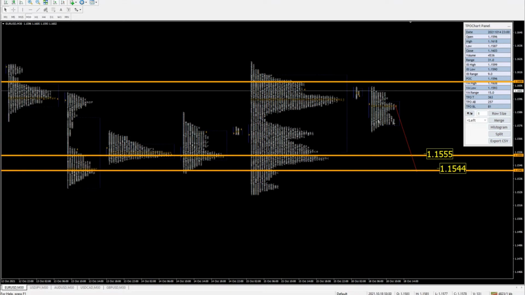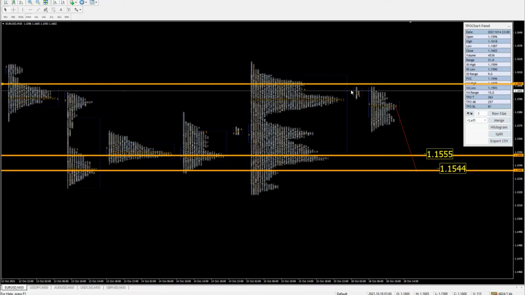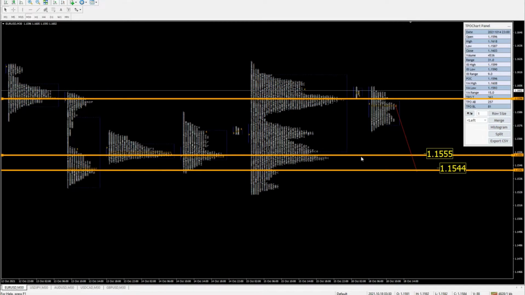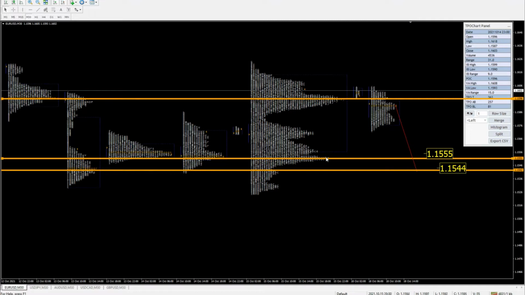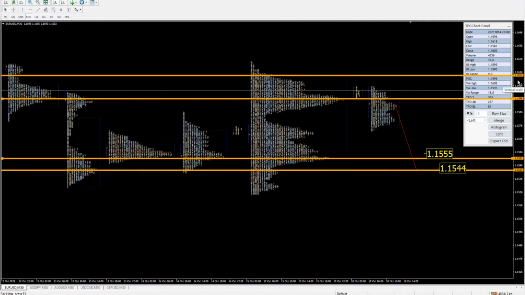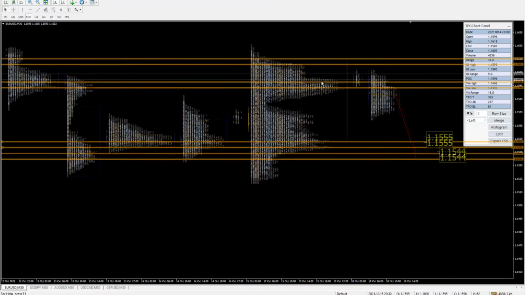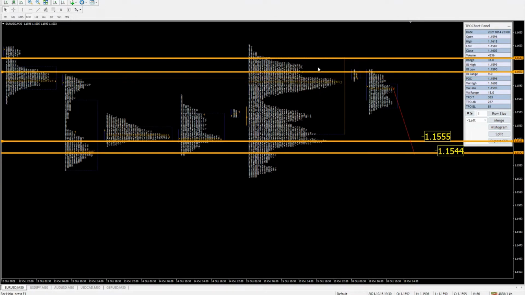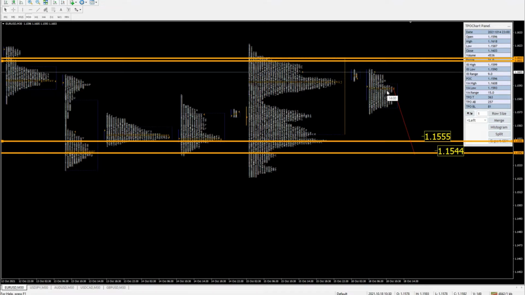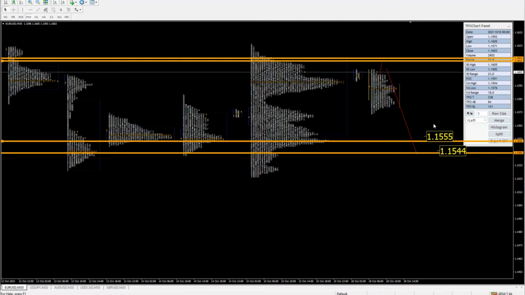Merge, and you will see that we have a control zone here, but we also have a lot of acceptance in this zone from the previous week, and the value high from last week is at 1.1613. So we're trading near the value high, and the current day looks like a very flat day so far. So I do see potential for maybe a test and reject of this zone, and then trying to attack 1.1555 or 1.1545.